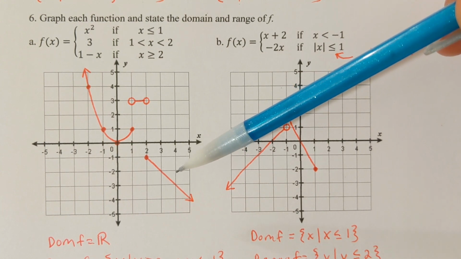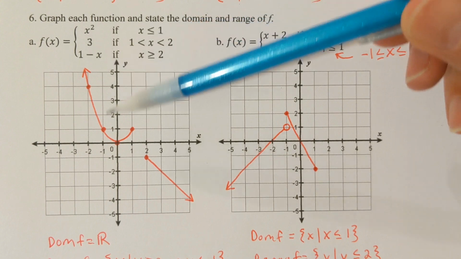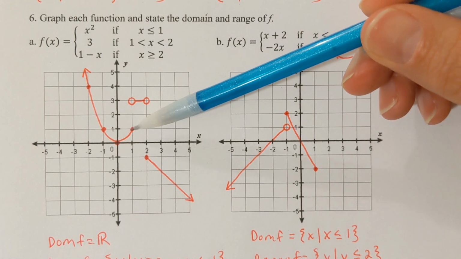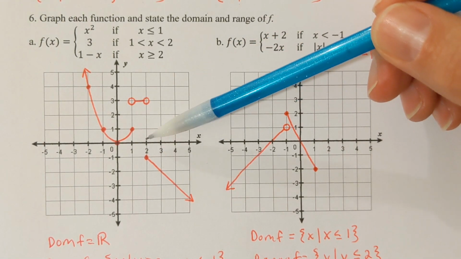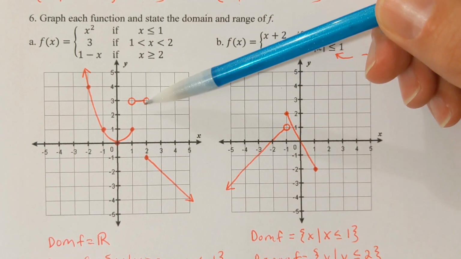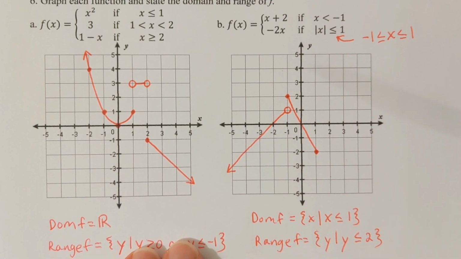Notice that I do have a function. I got something that's going to pass the vertical line test. If I draw a vertical line anywhere, it's going to only intersect the graph in one point. Even right here at x equal 1, since (1, 1) is on the graph, (1, 3) is not on the graph. Also at x equal 2, (2, -1) is on the graph, (2, 3) is not on the graph, right? Okay, state the domain and the range.